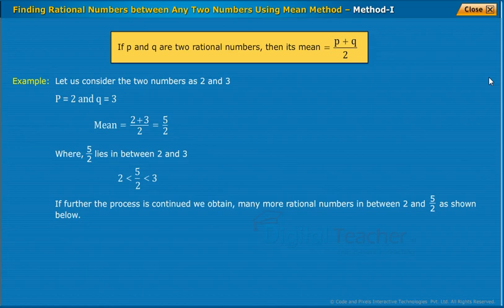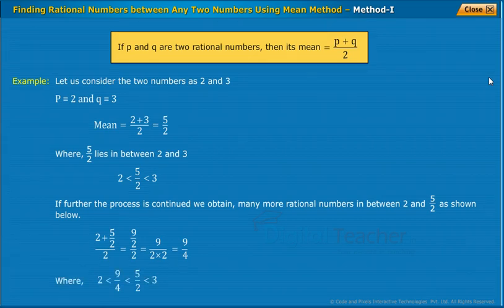If the process is continued further, we obtain many more rational numbers in between 2 and 5 by 2, as shown below, where 2 is less than 9 by 4, less than 5 by 2, less than 3.